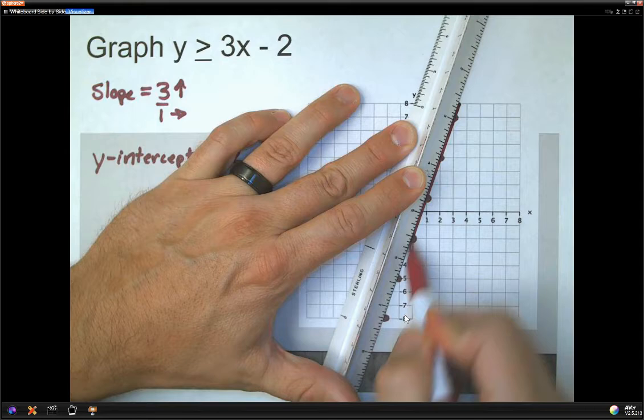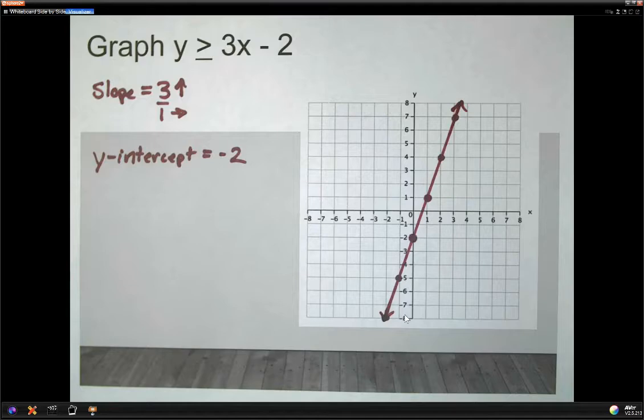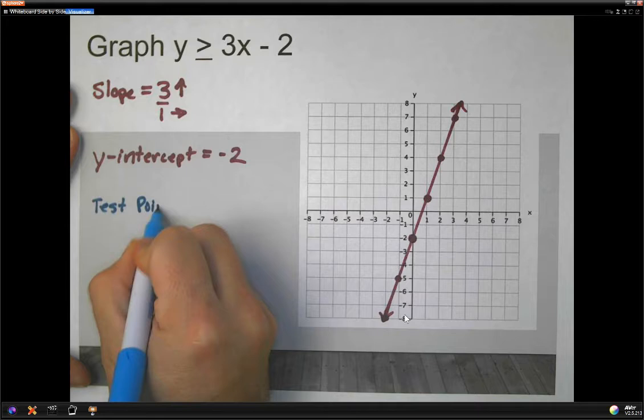Now, where to shade? Again, you can use the general rule that if it's greater than, you're going to shade above, which would be everything up here. But I'm going to show you how to do that using a test point. So how do you use a test point? A test point will guide you in letting you know if you shaded in the correct area.